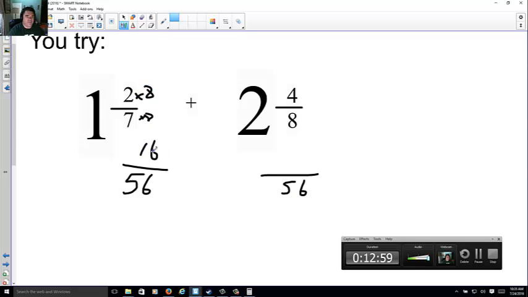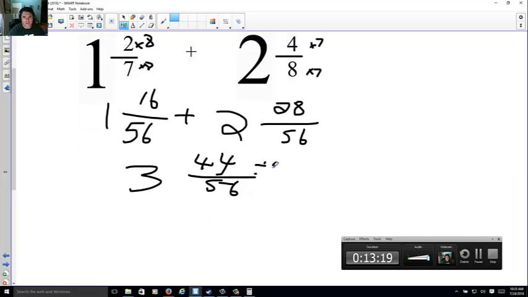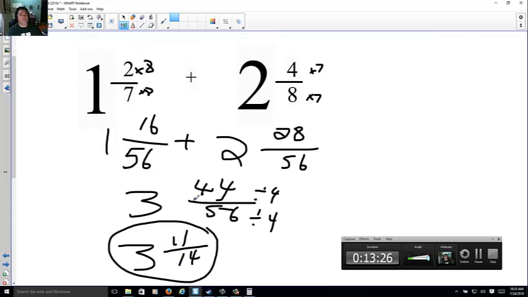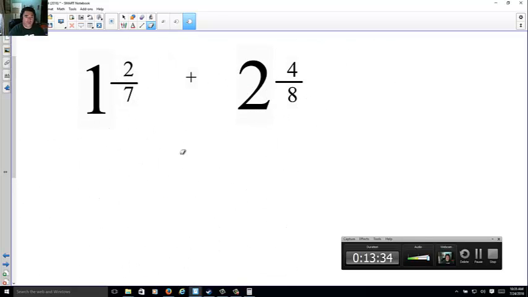and that makes 16. Times 7 makes 28. Put the 1 here, put the 2 here. All right. 1 plus 2 is 3. 16 plus 28 makes 44. So 44 out of 56, which I just know I can divide by 4, as I did earlier. 3 and 11 over 14. And that's probably going to save you a lot of time. Is there a system where you need to use the other way? The answer is yes. However, often you can just use the shortcut, and I have no problem with that.